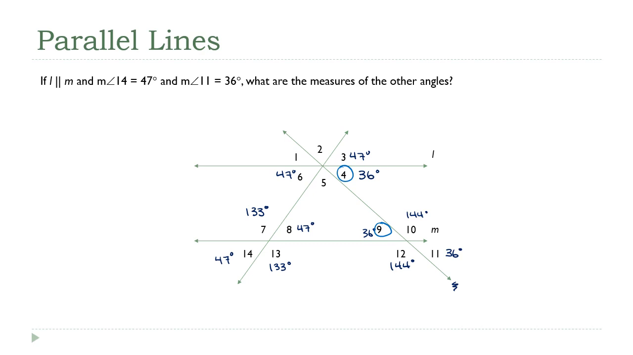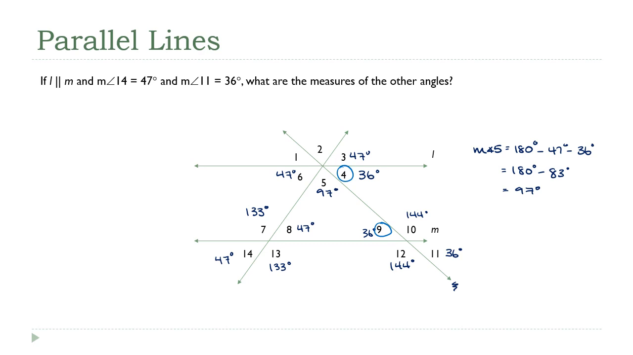All right, so now we can get angle 5. Angles 4, 5, and 6 together are a line. That's 180 degrees. So the measure of angle 5 is going to be 180 minus 47 minus 36, which is 83 degrees, and 180 minus 83 is 97. So that gives me angle 5.